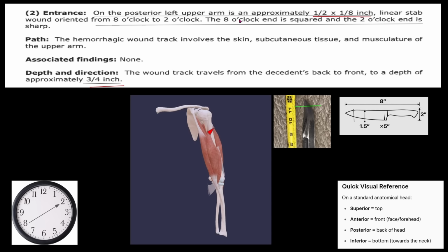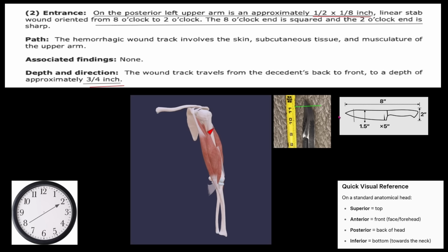The posterior left upper arm, 1/2 inch by 1/8 inch linear stab wound, oriented from 8 to 2. The 8 end is squared, the 2 end is sharp. Wound tract travels 3/4 of an inch. All right, so it's 1/2 inch wide at 3/4 of an inch deep, but it can't be the K-bar, because the clip point on the K-bar at 3/4 inch would be sharp on both sides, not 8 and 2 squared. This one would be more consistent with the knife that was mainly injuring Maddie.